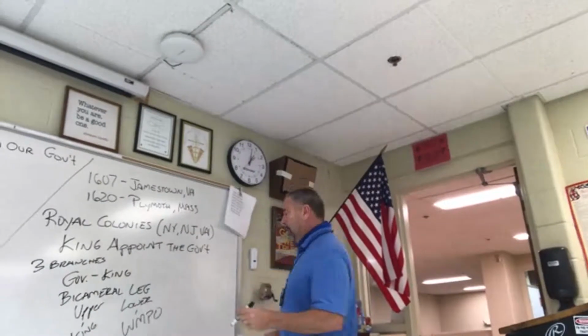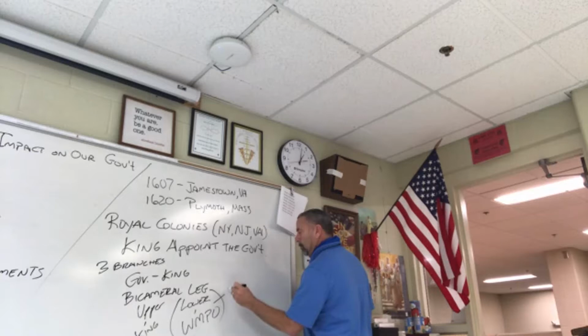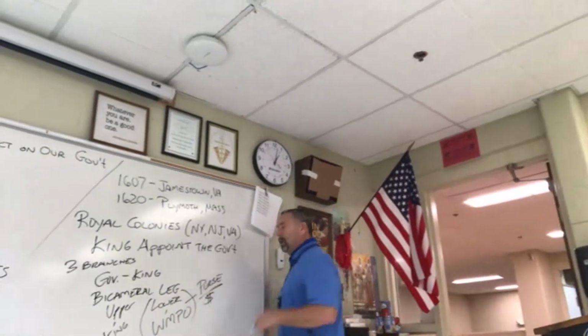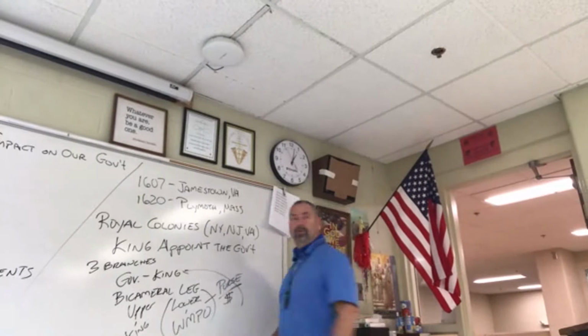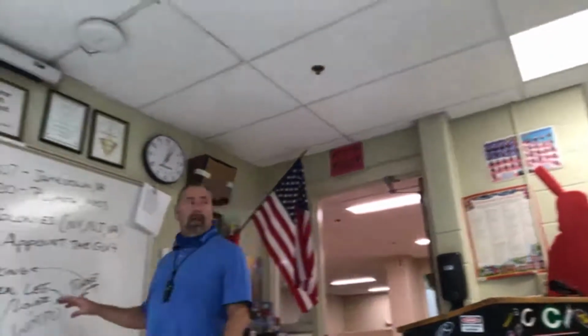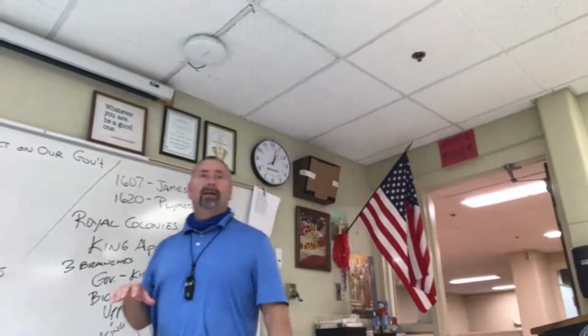Now, this house, the lower house, controlled the purse. What does that mean? They control the money. So if the governor appointed by the king wants to spend money, who gets to decide whether the king gets to spend money? The colonists, the white male property owners. So they have a say even though this is a royal colony. Now this is a tradition we keep to this day.